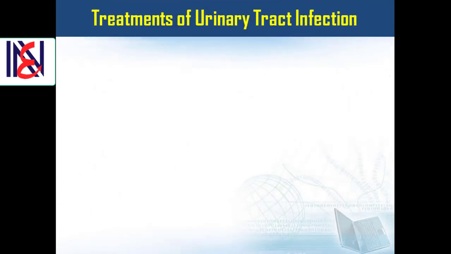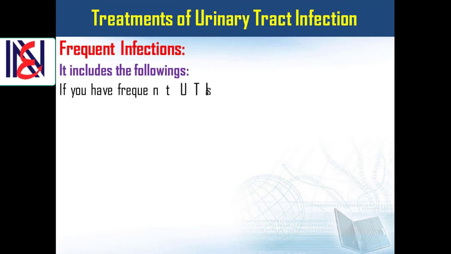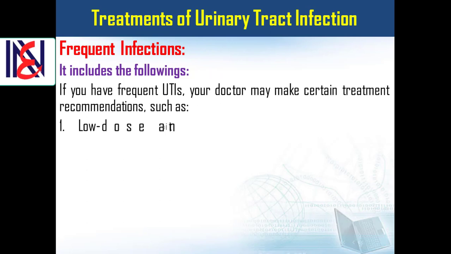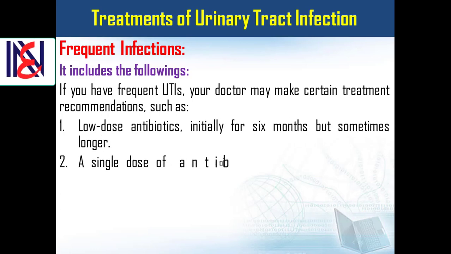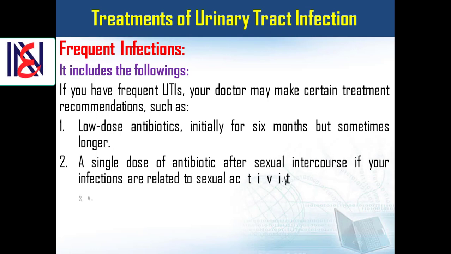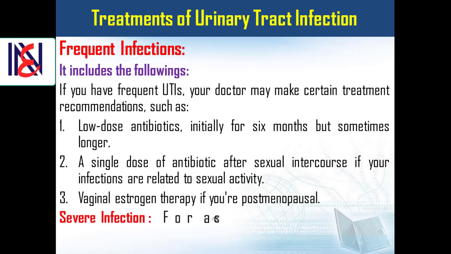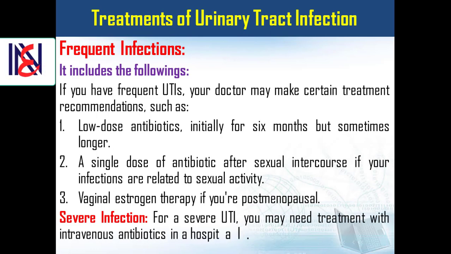Frequent infections. If you have frequent urinary tract infections, your doctor may make certain treatment recommendations, such as 1. Low-dose antibiotics, initially for 6 months but sometimes longer. 2. A single dose of antibiotic after sexual intercourse if your infections are related to sexual activity. 3. Vaginal estrogen therapy if you're postmenopausal. Severe infection. For a severe urinary tract infection, you may need treatment with intravenous antibiotics in a hospital.